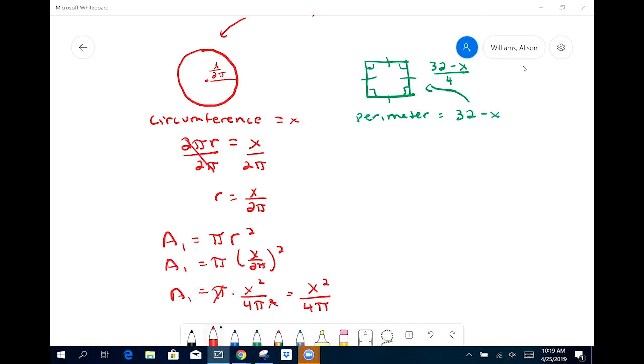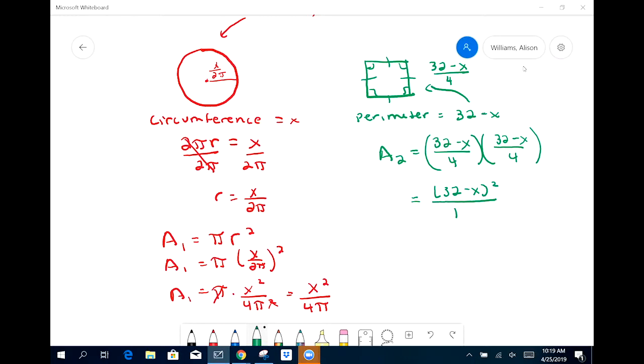Okay, now I want to do the same thing. I want to find the area of the square. The reason I'm doing this is because they told us we're finding the total area. The area of a rectangle or square is just length times width. In this particular problem, since length and width are equal, since we're looking at a square, it's just going to be 32 minus x over 4, which is the length of one side, times 32 minus x over 4. So what we're going to do is multiply out. Another way of saying this is we have 32 minus x, squared. I'm going to FOIL that, all over 16.